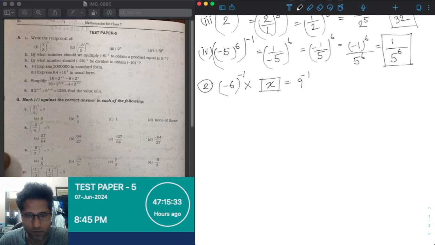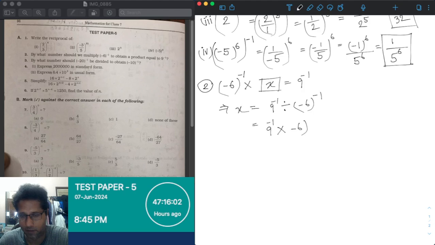we have minus 6 to the power minus 1 multiplied by x equals to 9 to the power minus 1. So from here this implies that x equals to 9 to the power minus 1 divided by minus 6 to the power minus 1. So we have to find this division. Now we know that dividing the exponential means multiplying with the reciprocal of the divisor. Here the divisor is minus 6 to the power minus 1.